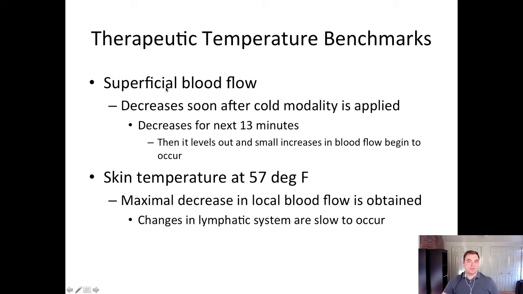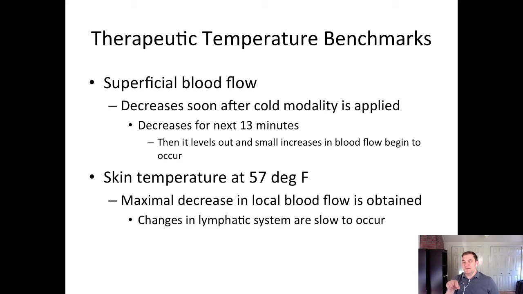We have some benchmarks here. Superficial blood flow decreases soon after the cold modality is applied. You can see in that chart that if you put the ice pack on, superficial blood flow decreases for about the next 13 minutes, and then small increases of blood flow begin to occur again.